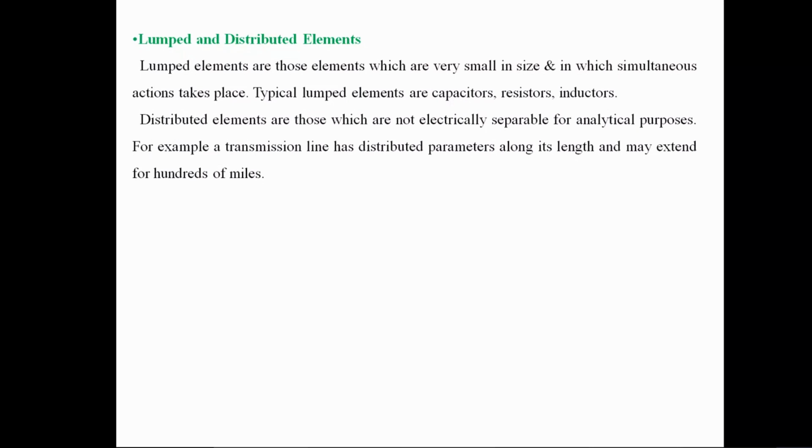For example, the transmission line of a power system has distributed parameters along its length and may extend for hundreds of miles. In our electrical system, you might have observed that power transmission lines are used to transmit the power from the generation to the distribution side. All right. Thank you one and all. We'll meet in the next session.